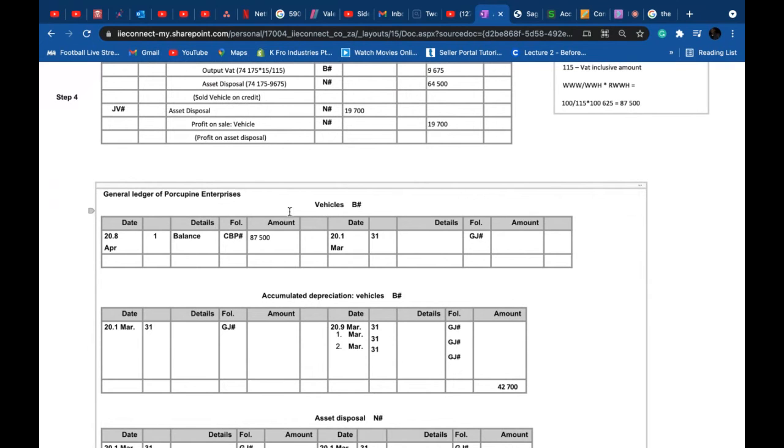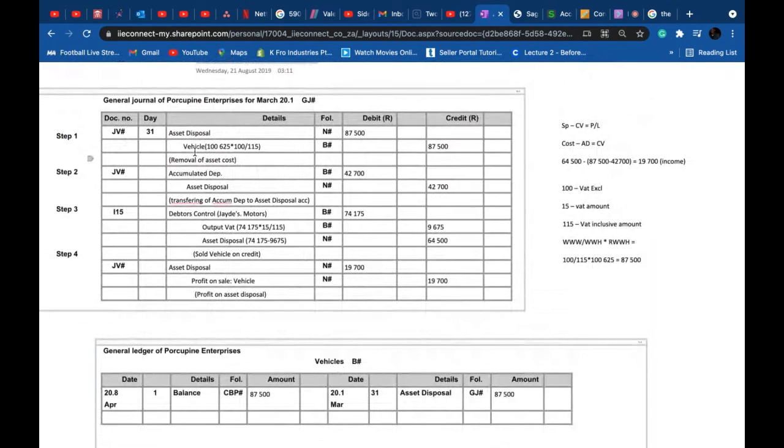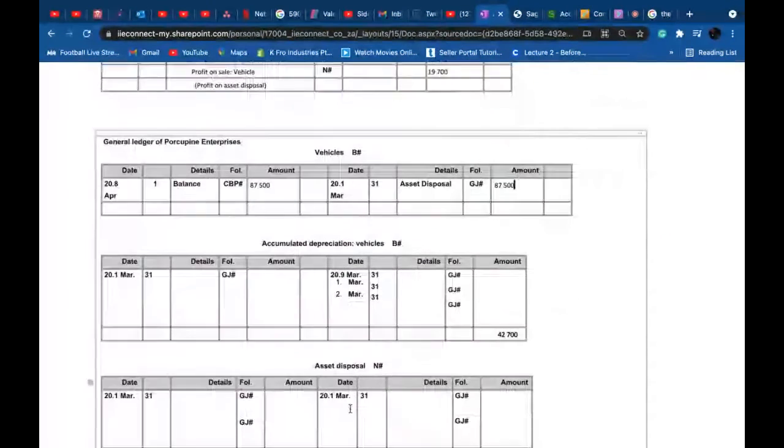Step one is to remove the cost of the vehicle. So we know the balance on the vehicle's account, and now we can see it, so it's even easier mentally. So here you're going to say asset disposal, and here you're going to enter 87,500. Remember, if you look here, what did we do? We credited vehicles, and here we're crediting it. We're just using the contra account under details.